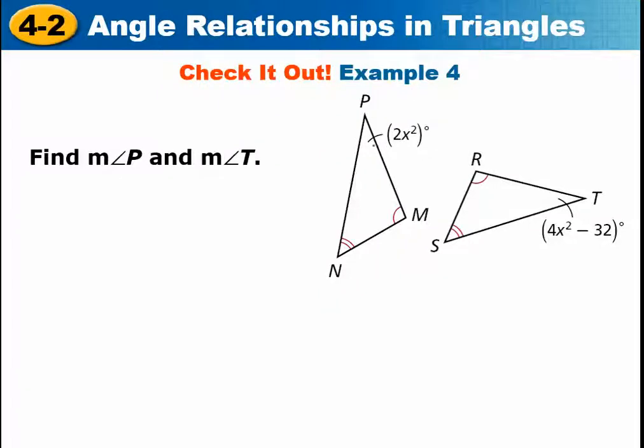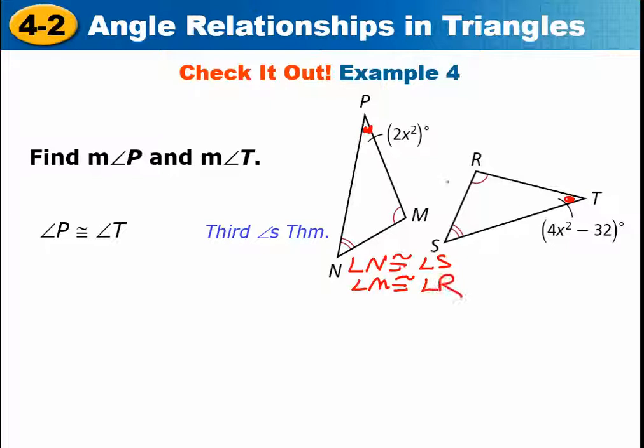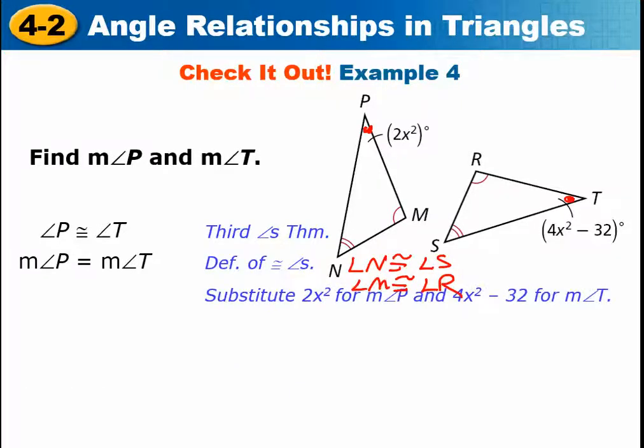All right, just a couple more examples here just to help you out on your homework. Measure of angle P and measure of angle T is what they're looking for. Those are the third angles, and we know that angle P is congruent to angle T because of the third angles theorem, because angle N is congruent to angle S, and angle M is congruent to angle R. That's given from the picture. So then we could use the third angles theorem to say that these two angles are congruent to each other, and then we substitute in their expressions.